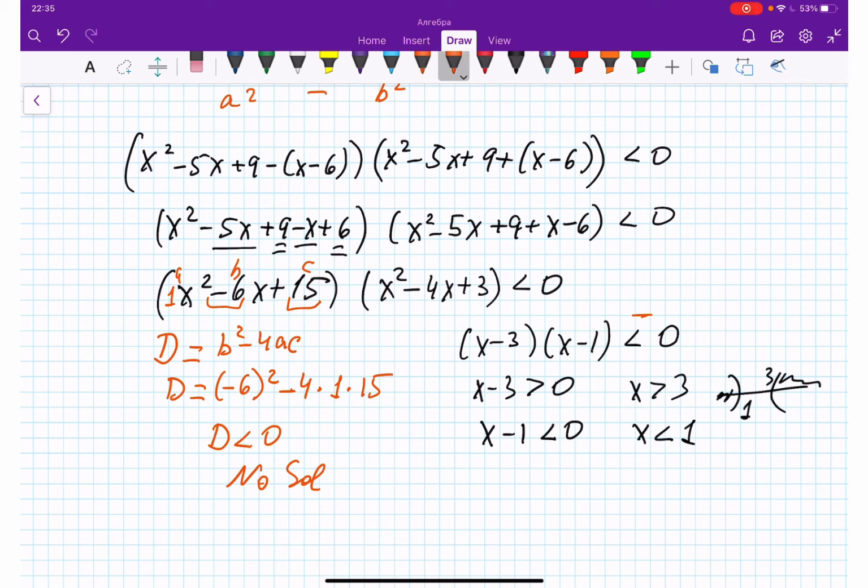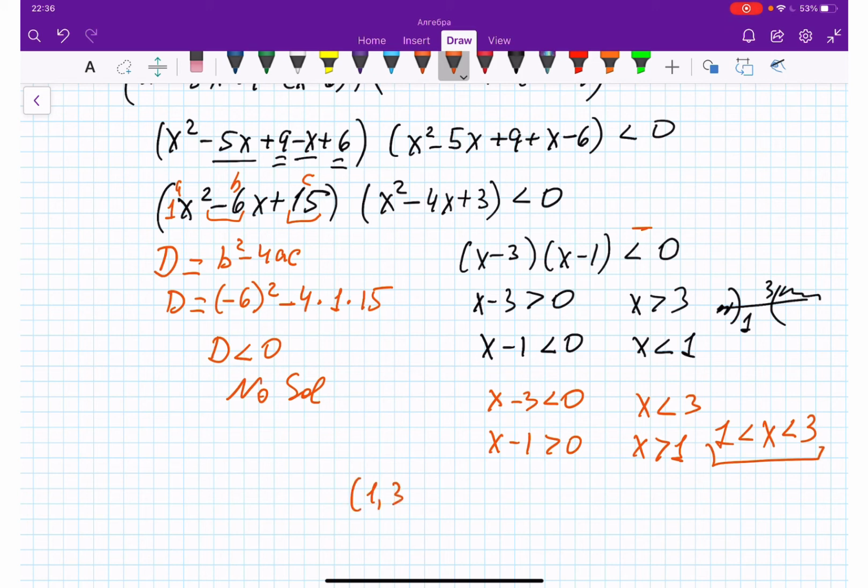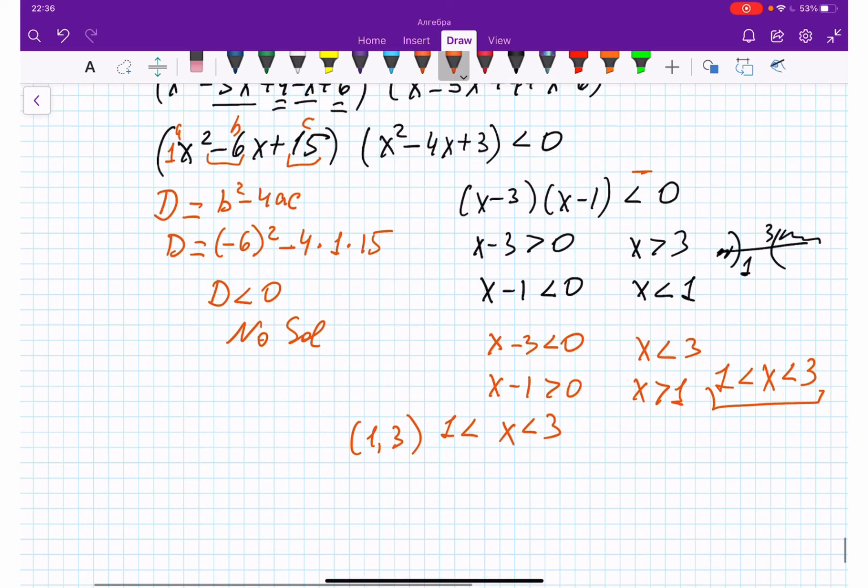And the next one, it's going to be x - 3 is less than 0, which means x is less than 3. And x - 1 is greater than 0, which is x greater than 1. This one is going to be our answer, x is greater than 1 and less than 3. So our answer is either (1, 3) or x is greater than 1 and less than 3. And that is going to be our answer.